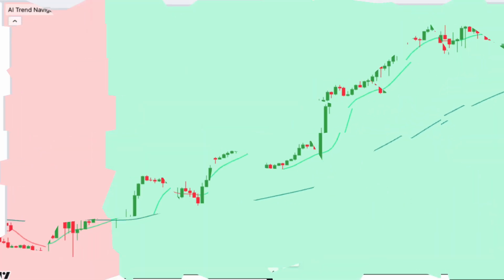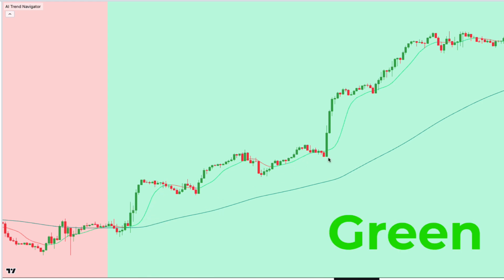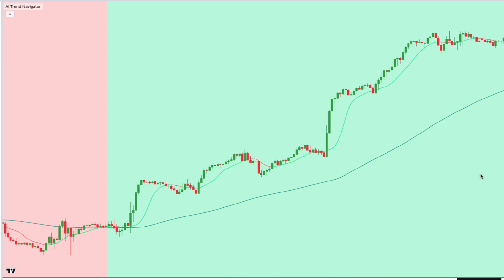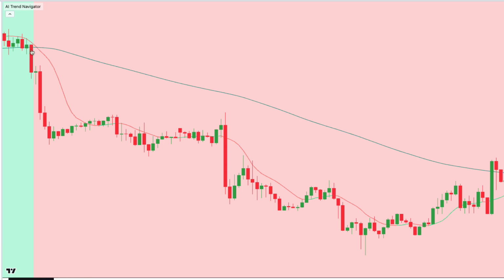However, for the strategy we're going to showcase in this video, we're not going to be using the background colors, because if you look at this closely, you will notice that most of the time the background color changes to green when the KNN classifier line is above the average KNN classifier. Conversely, the background color changes to red whenever the KNN classifier goes below the average KNN classifier.